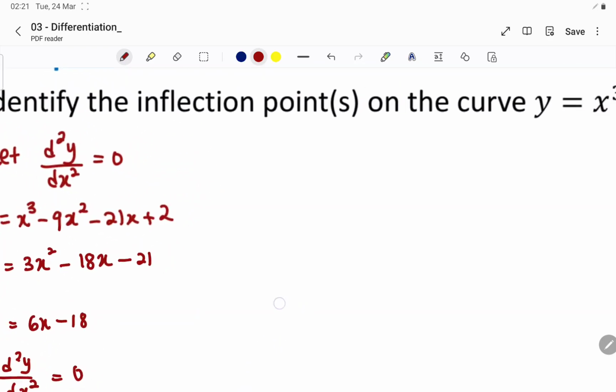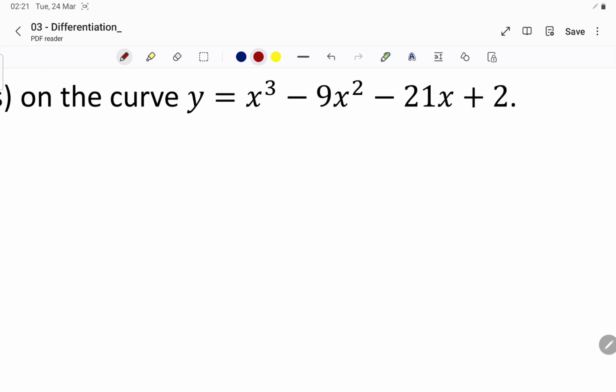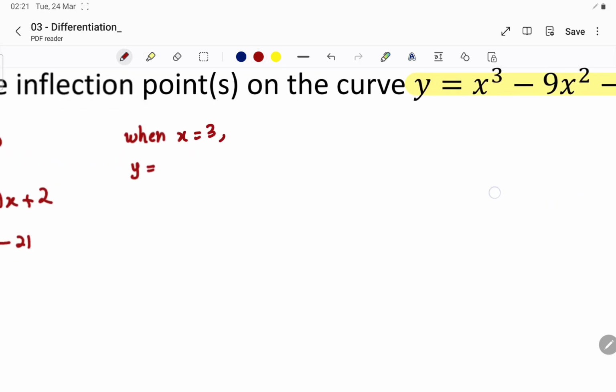So you got your x. Now we have to find y. When x is equal to 3, your y equal to what? Where to substitute? Here, inside this original equation. Substitute first to make it easier: 3 cubed minus 9 times 3 squared, minus 21 multiplied by 3, plus 2. You got it like this. Then you substitute.